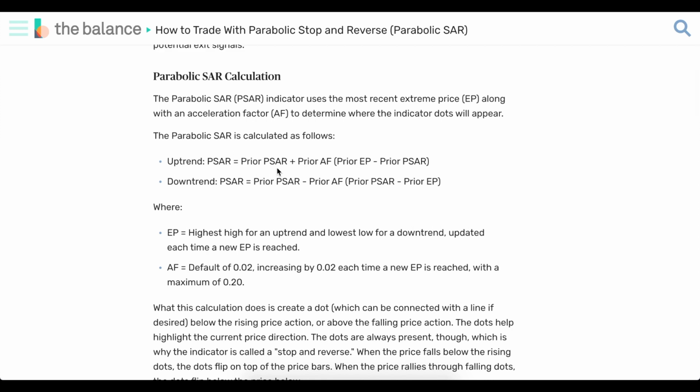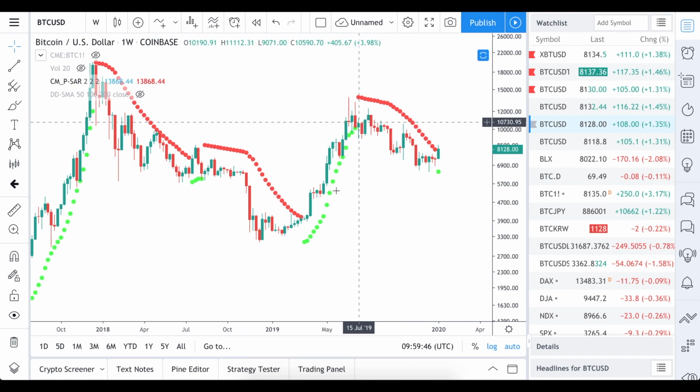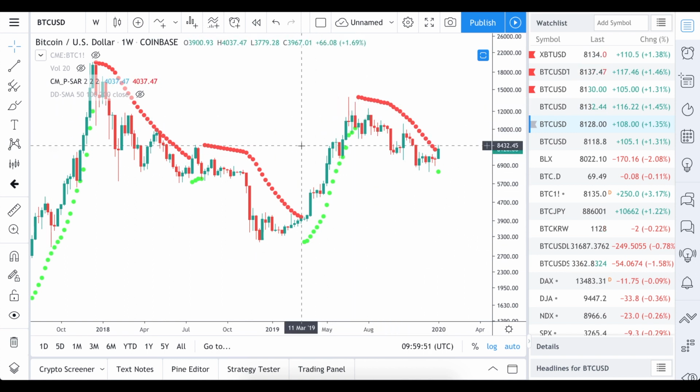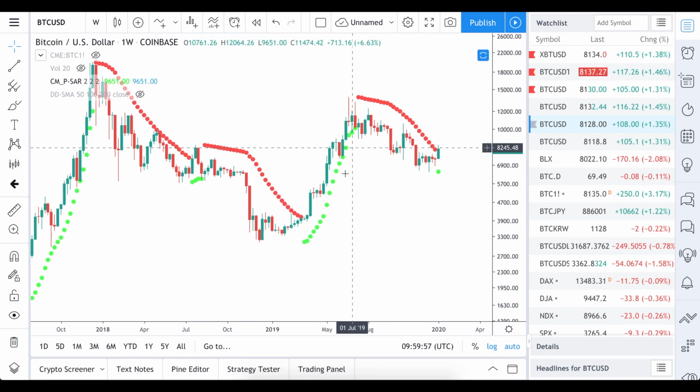The calculation is like this: we have the previous value of this indicator, plus or minus depending on the uptrend or downtrend, and the delta between the previous extreme price and the previous value of this indicator multiplied by some coefficient, which usually is 0.02. And you see it looks like a number of dots below or above the price. So if we see the downtrend, then those dots are above the price. If we see the uptrend, then those dots are below the price.